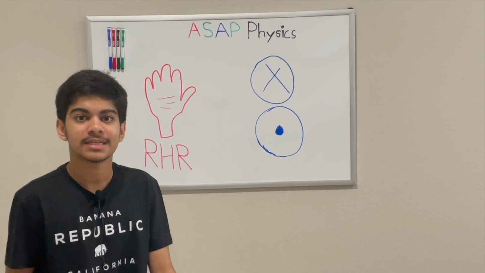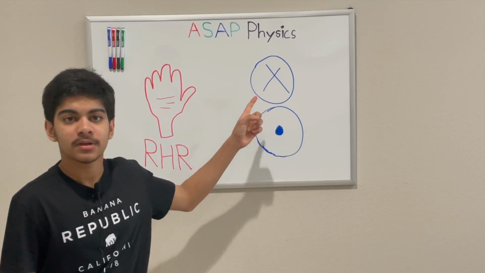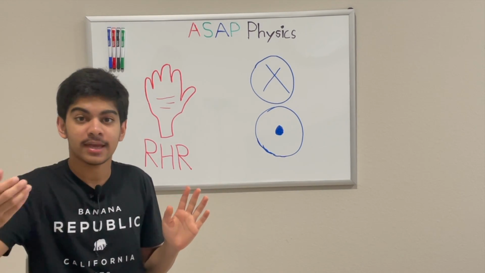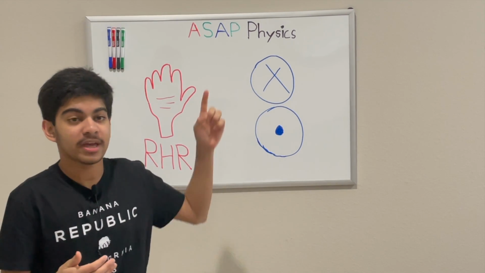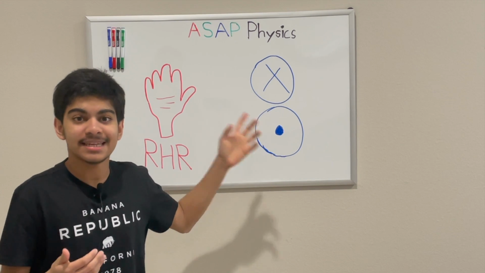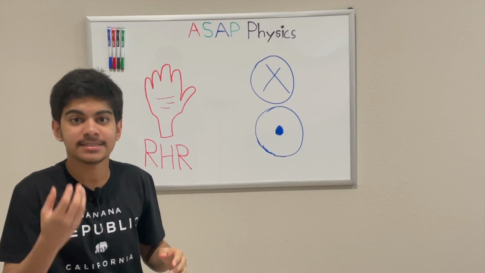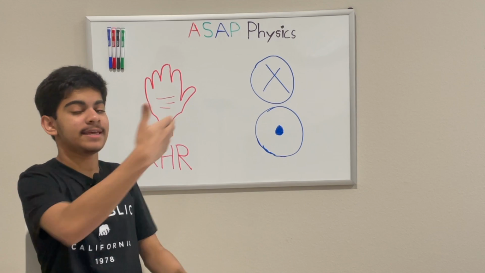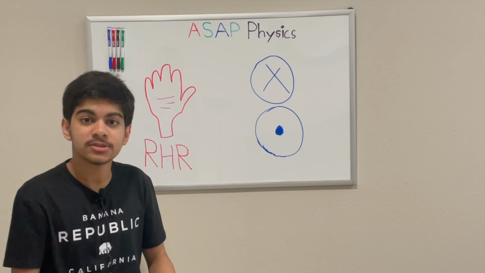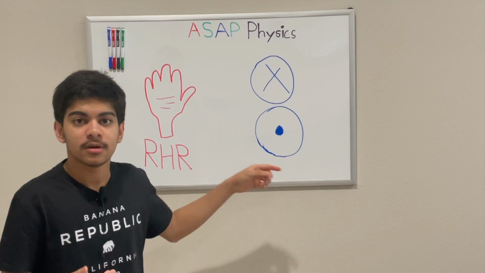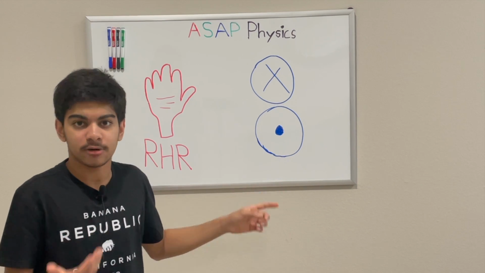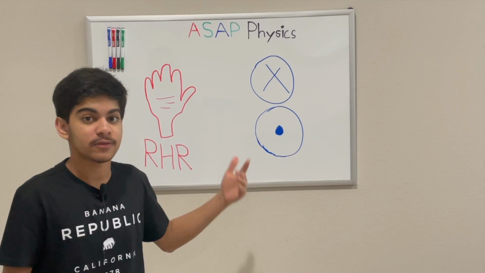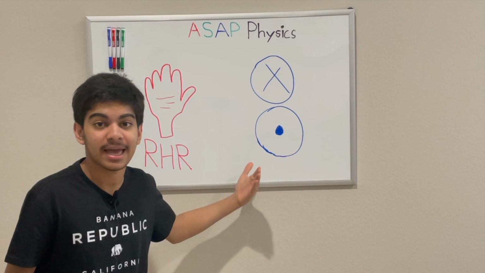The first one is the X. As you can see here, the X looks like the end of an arrow. Therefore, whenever we see the symbol, it indicates that the magnetic field or any type of vector is going into the board. Now the other symbol is the dot. Well, the dot looks like a tip of an arrowhead. So therefore, the direction of this vector is anything that's coming out of the board.